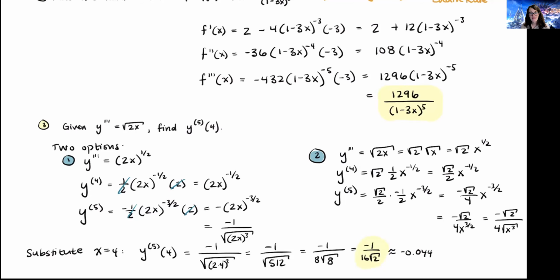Okay. So in the next video, which is our last video for this week, we will look at the higher order derivatives in the context of a real life situation, which is a typical application of this stuff to physics.